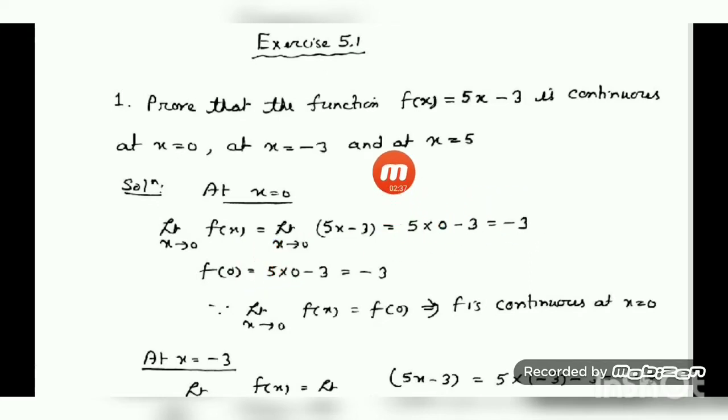Now let us find out f of 0. What is f of 0? F of 0 we can obtain by replacing x by 0, directly at the point x equal to 0. So f of 0 will be what? 5 into 0 minus 3. So this is written here. That is, the calculated value is again minus 3. So we have seen here that limit x tends to 0, f(x) equal to f(0). That means the limit value and the function value are equal. So your conclusion is what? F is continuous at the point x equal to 0.